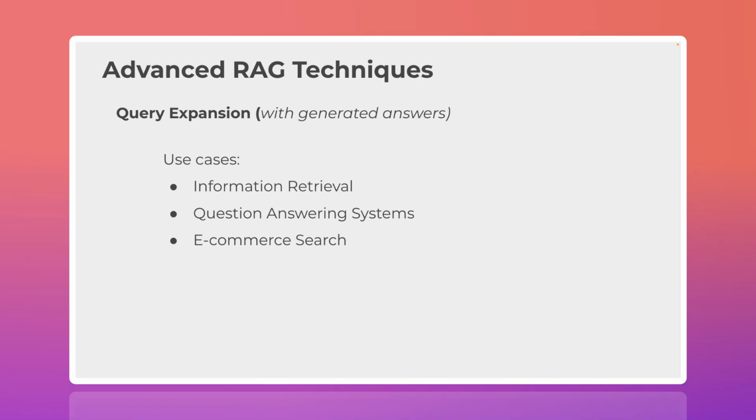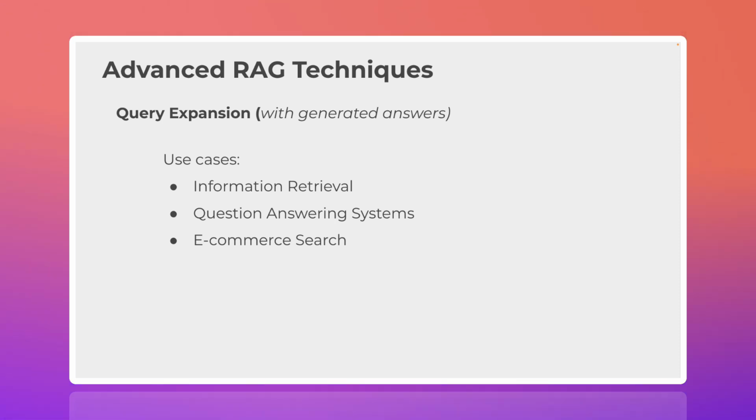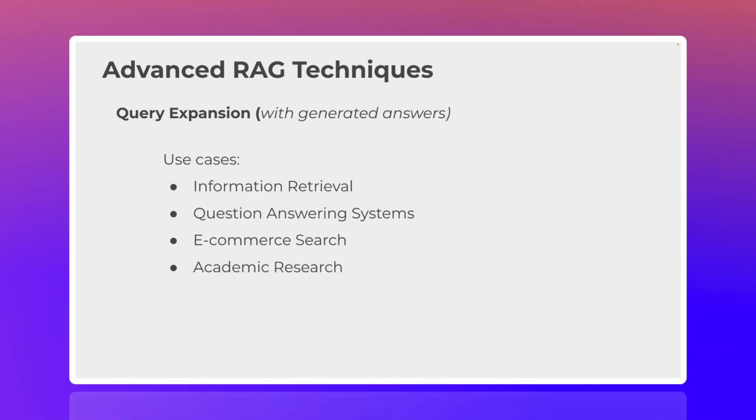In e-commerce search, it increases the accuracy and relevance of product search by expanding user queries with related terms. Academic research, it makes sense because now we are able to find more relevant papers by expanding their search queries with related scientific terms and concepts.